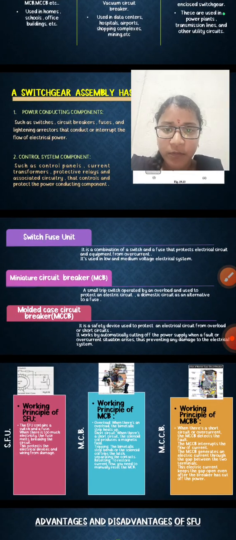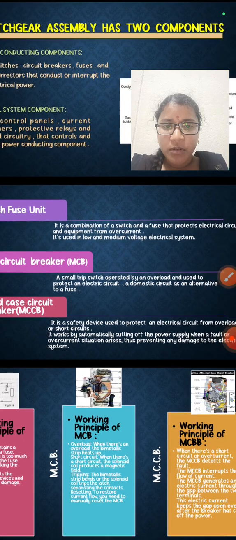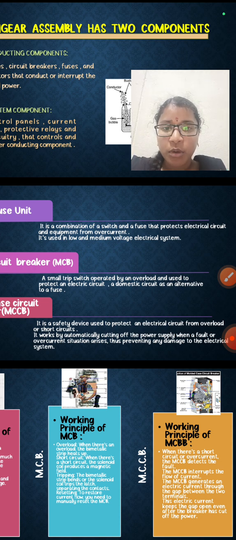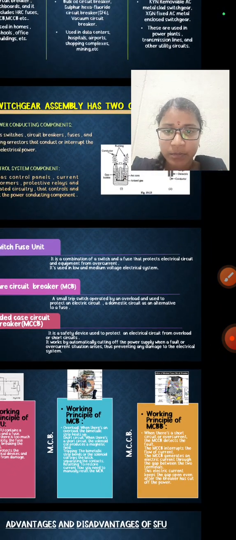First, SFU, which means switch fuse unit. It is a combination of a switch and a fuse that protects electrical circuits and equipment from overcurrent. It is used in low and medium voltage electrical systems.